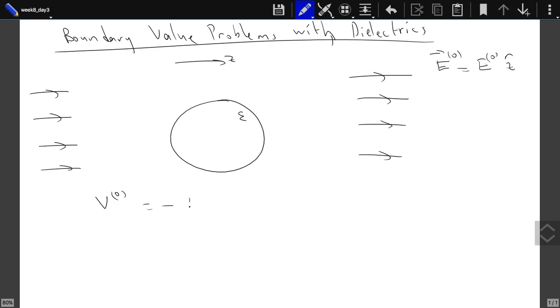Minus, if you integrate it over Z, you basically get minus E0Z. So this is the potential corresponding to that field. I'm choosing the Z equal to 0 plane as the 0 potential plane. And in spherical coordinates, we can write this as minus E0 R times cosine theta. So this is what the potential should look like at far away distances.